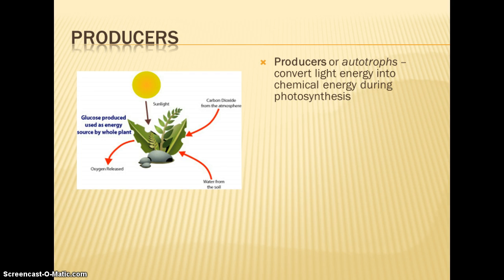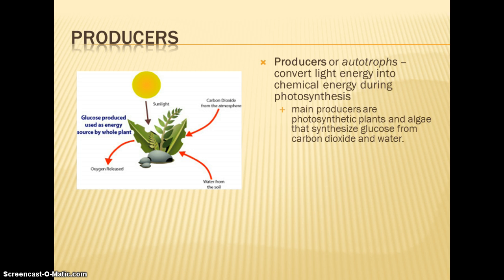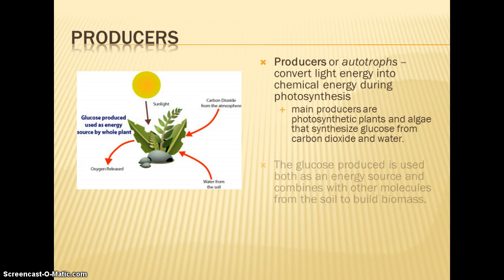So starting with our producers are autotrophs. Auto means self, so they're producing their own energy. They're taking sunlight, which is light energy, and converting it into chemical energy or glucose. Our main producers are the photosynthetic plants and algae, and they take that sunlight as the source of energy and synthesize glucose. The other inputs to that are carbon dioxide and water.